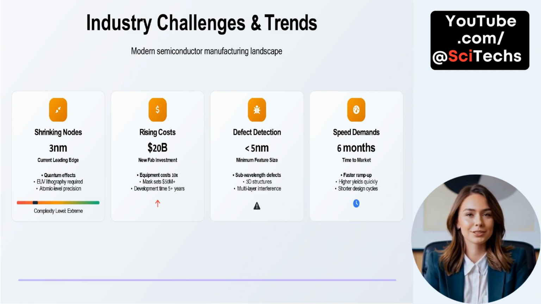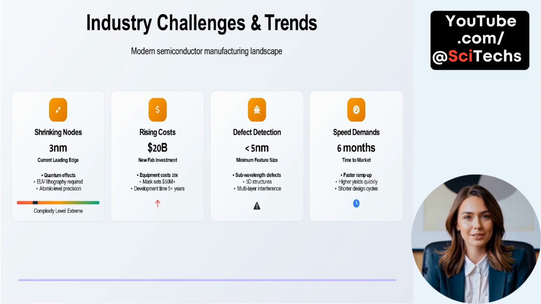Rising costs further intensify the challenge. A new fabrication facility now demands an investment of around $20 billion. Equipment can cost 10 times more than previous generations, and mask sets alone can exceed $50 million, with development timelines stretching beyond 5 years. Defect detection is also more difficult, with feature sizes shrinking below 5 nanometers.